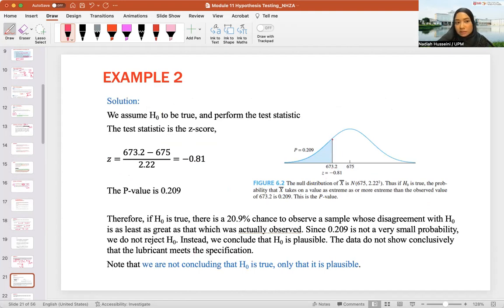They have already given us the distribution for this. And the p-value, which is the CDF that we got from the z-score, is 0.209. If you change that to a percentage, it becomes 20.9%. That's quite high. Therefore, if H0 is true, there is a 20.9% chance to observe a sample whose disagreement with H0 is at least as great as that which was actually observed.